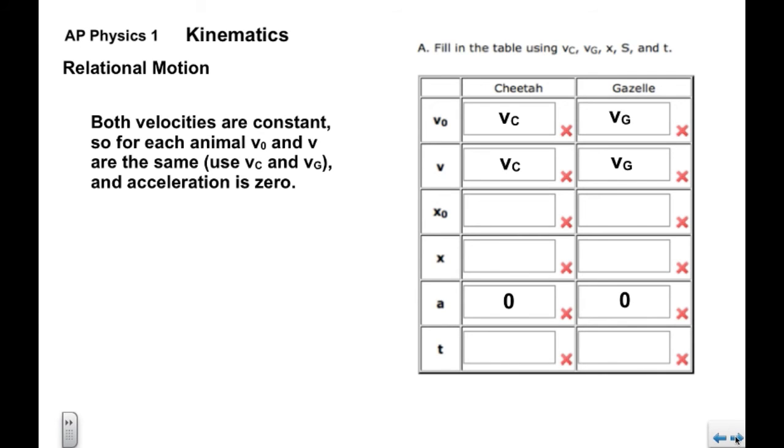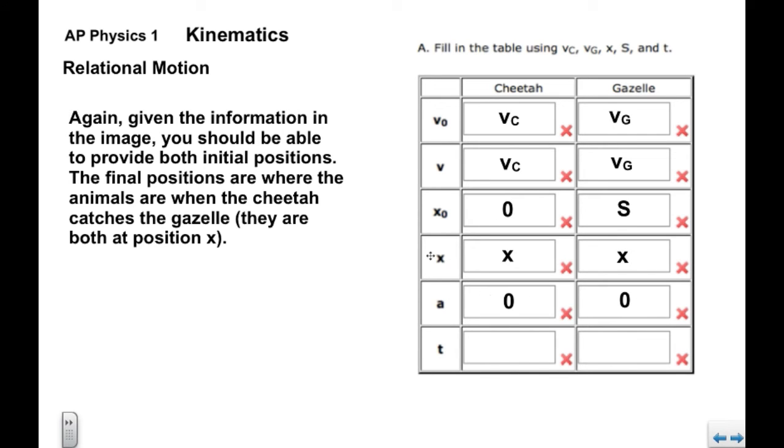Starting with what we know, both velocities are constant, so we know that initial and final velocities will be the same. We're given v sub c and v sub g as pieces of data, so they can go right in there. If the velocity is constant, we already know that the acceleration is 0 for each of the two animals.